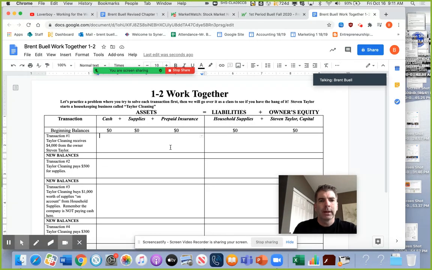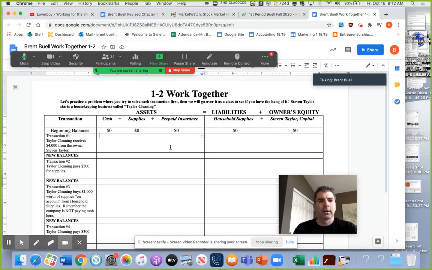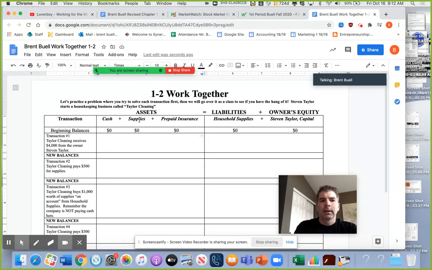Okay, so in this one, I said Stephen Taylor starts a housekeeping business called Taylor Cleaning. I'm just making stuff up here. And then the 5 accounts are pretty much the same: cash, supplies, prepaid insurance. There's a store called Household Supplies that he's going to have an account with and buy from them without paying them cash. And then his name's Stephen Taylor, Capital.